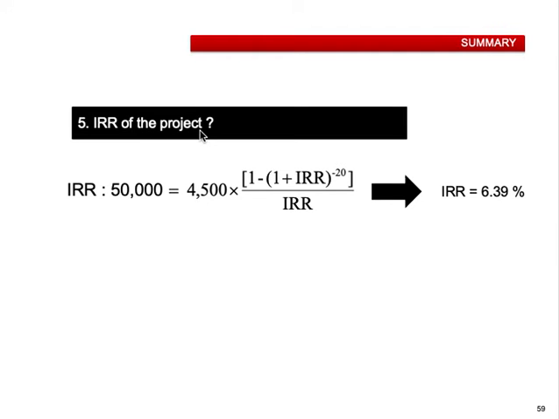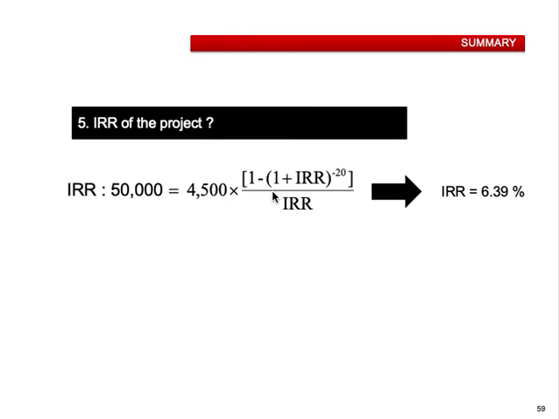Well, we used Excel for that, and Excel gives us an IRR of 6.39%. Well, how do we know if this is correct? We're going to fill in the 6.39% into the equation that we also used in a previous slide. And the outcome is indeed an NPV of 0.